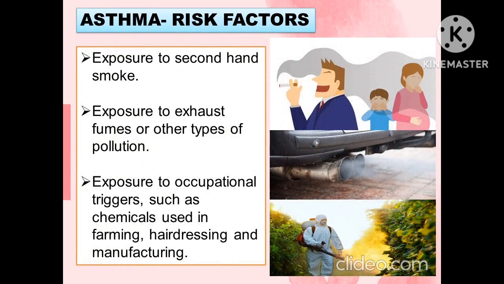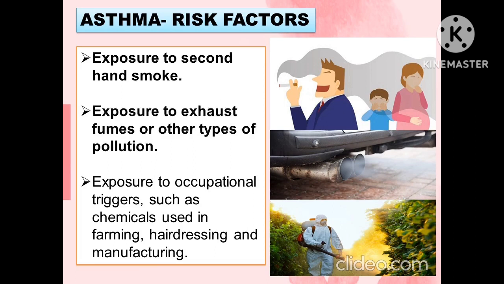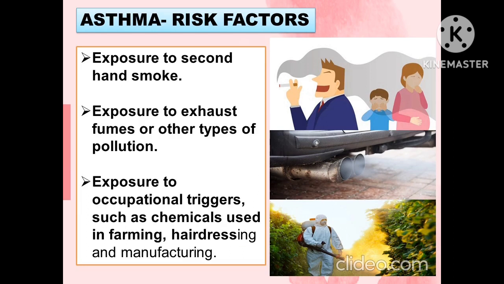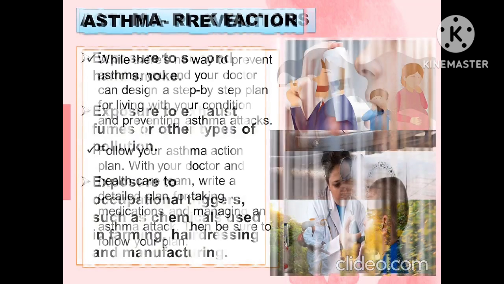Other risk factors of asthma are exposure to secondhand smoke, exposure to exhaust fumes or other types of pollution, and exposure to occupational triggers such as chemicals used in farming, hairdressing, and manufacturing.